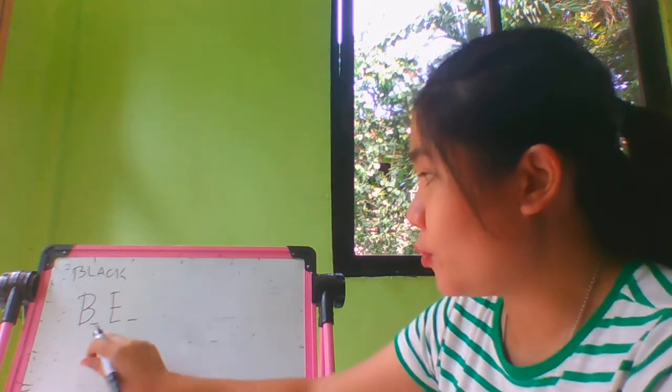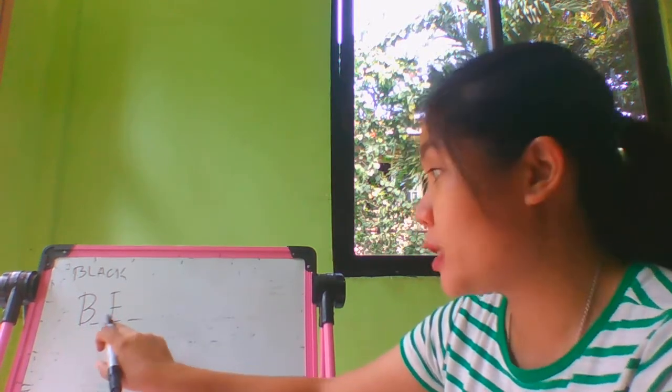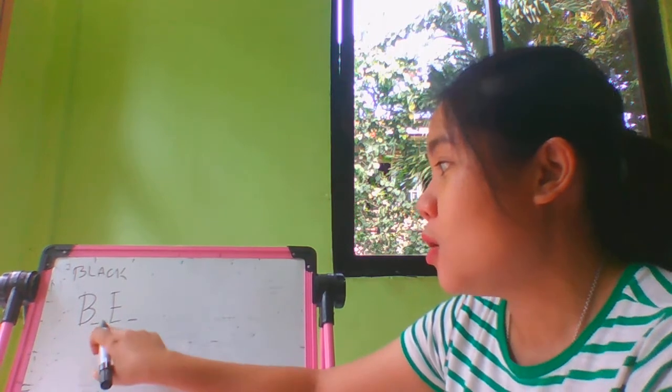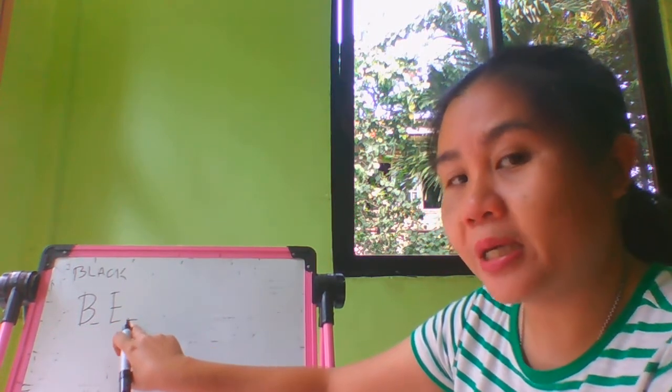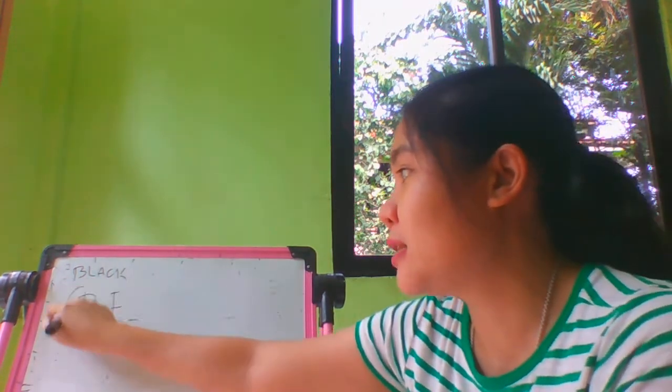So regardless if this is a big B or a small B, or a small E or a big E, this represents the black Labrador.